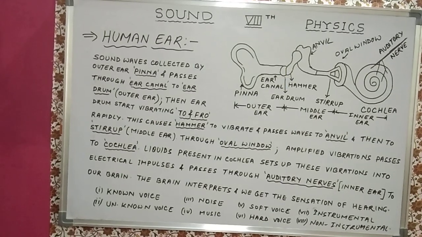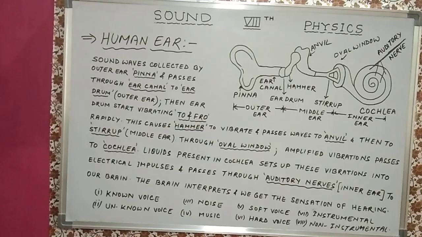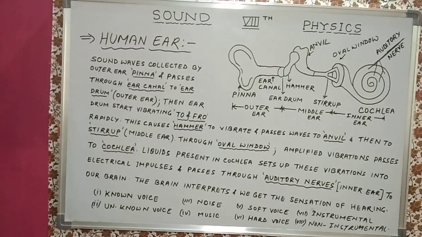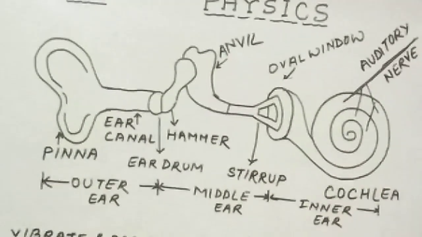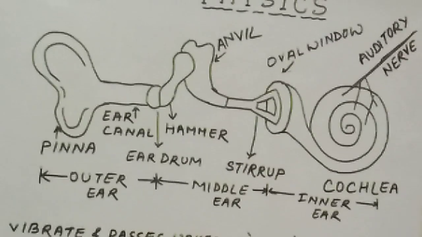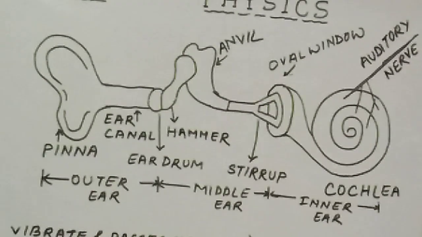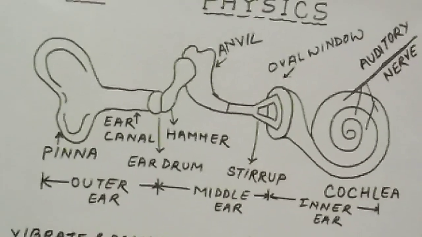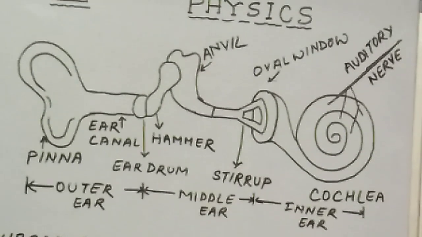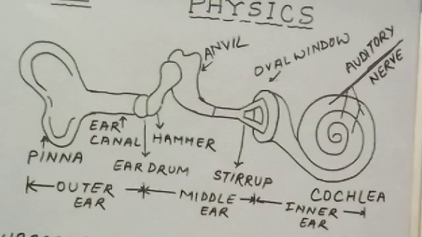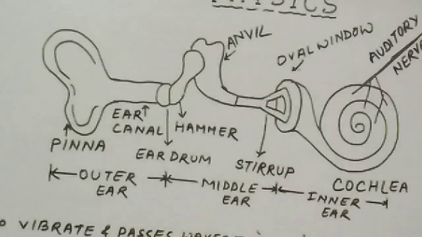Just take a look at this figure. I'm going to increase the size of the figure so that you can draw it easily. You can see pinna, ear canal, hammer, eardrum, anvil, oval window, stirrup, auditory nerves and cochlea.